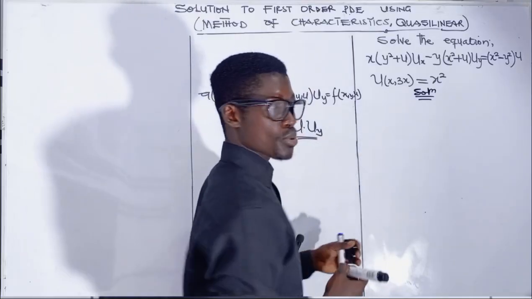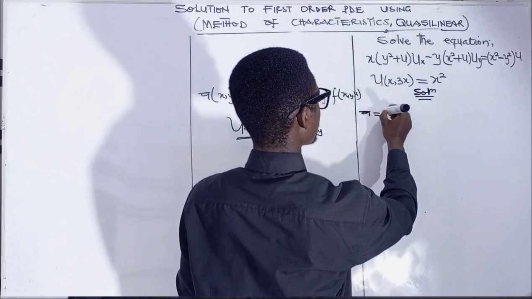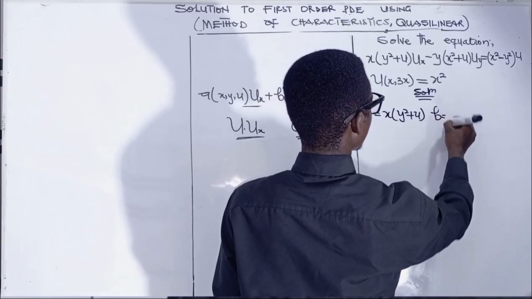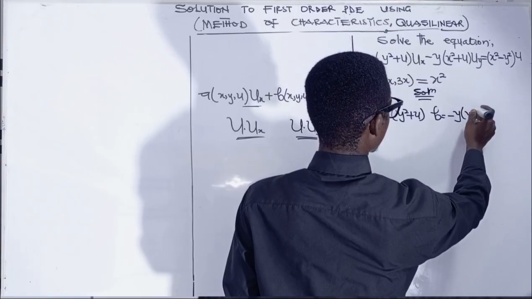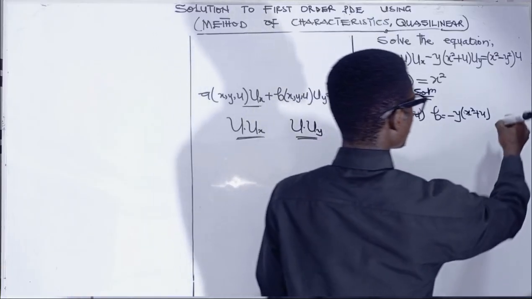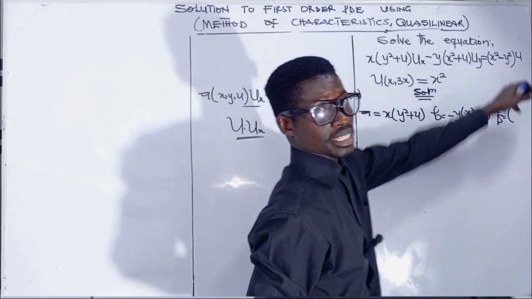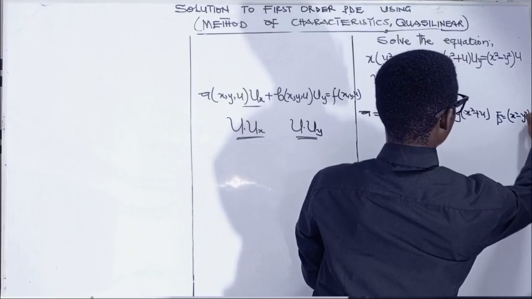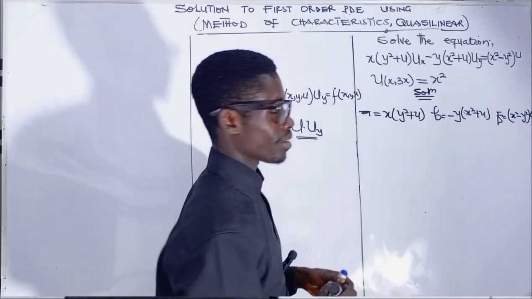So from the equation, our A is the coefficient of u_x, that is this one. So we have our A is equal to xy squared plus u, and then our B is the coefficient of what? u_y, that is minus y squared plus u, and then our F is the term on the right hand side of the equal sign. So we have x squared minus y squared multiplying u.